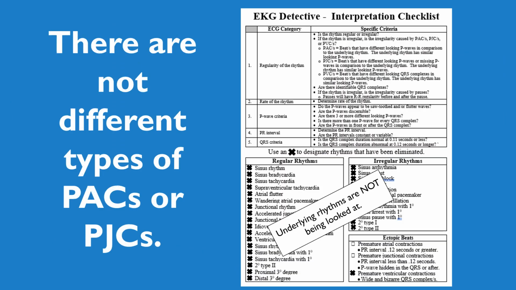Referring back to our EKG checklist, at this point, since there are not different types of PACs or PJCs, we aren't going to be able to eliminate either PACs or PJCs at this point in the process.